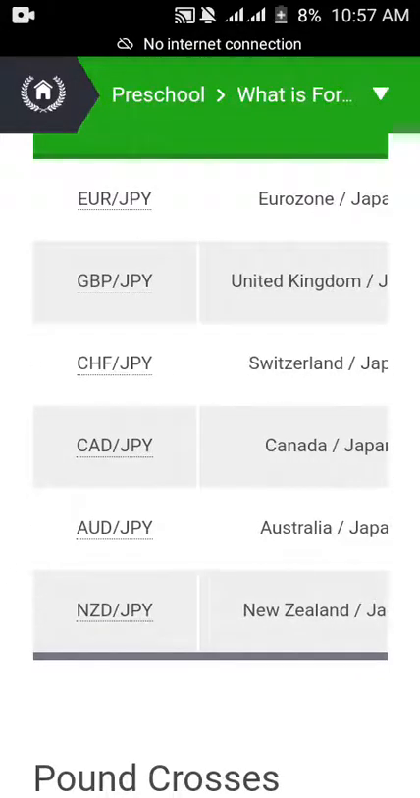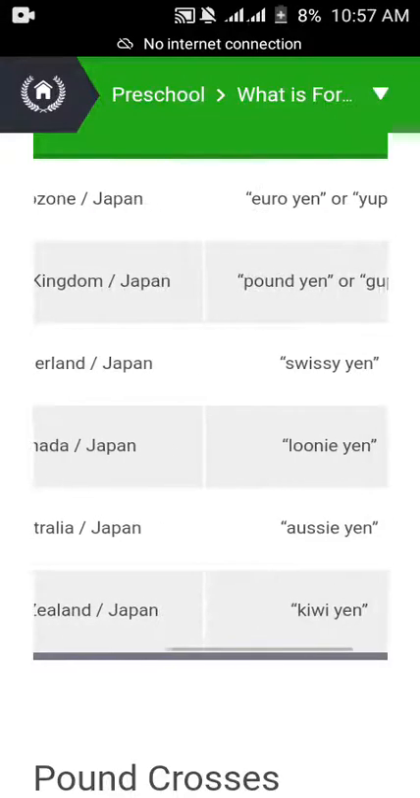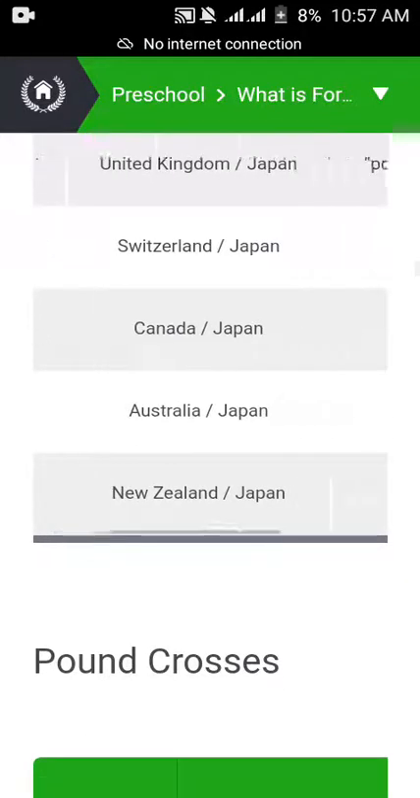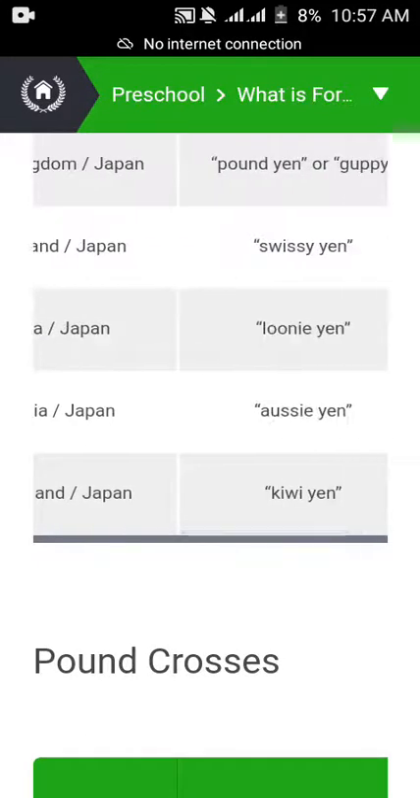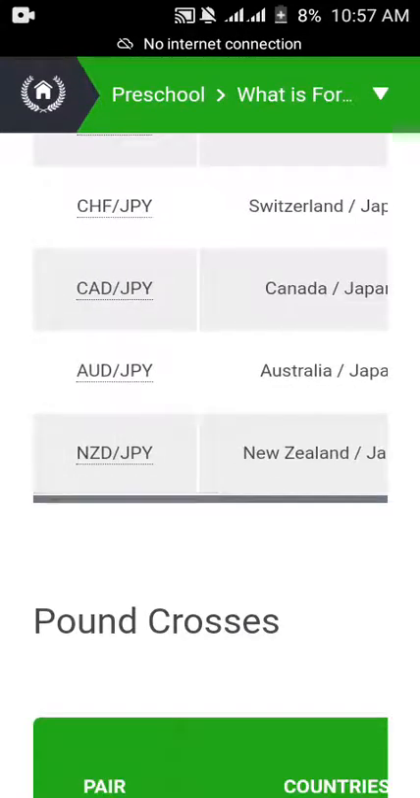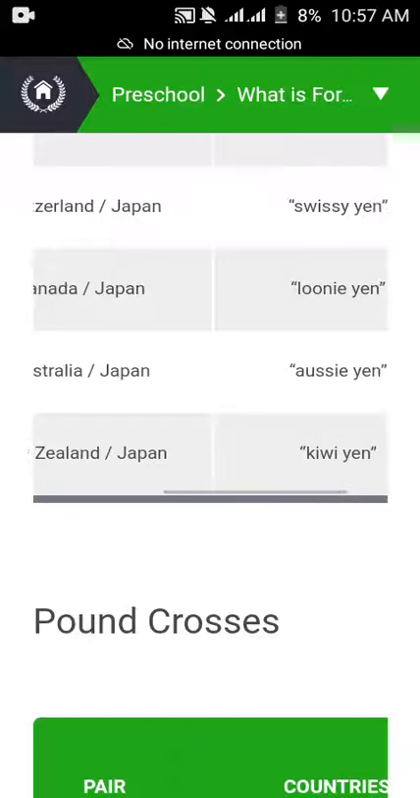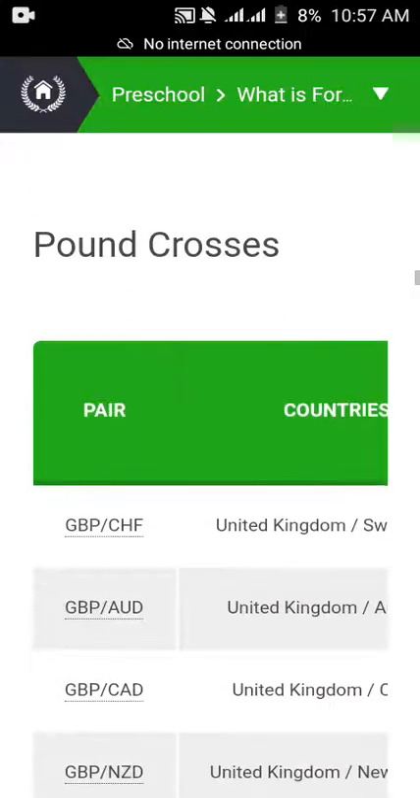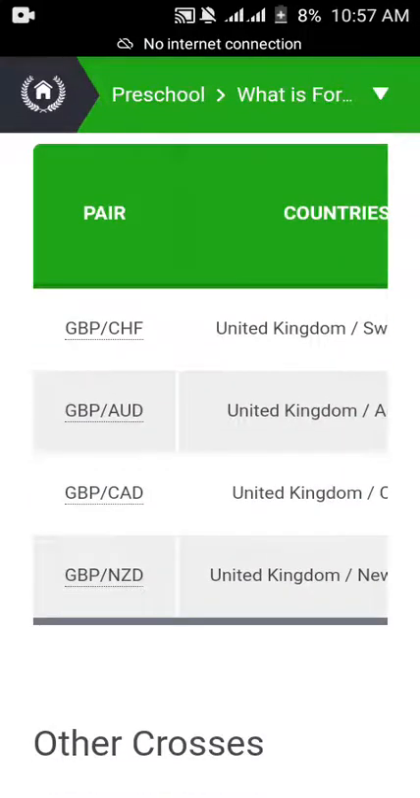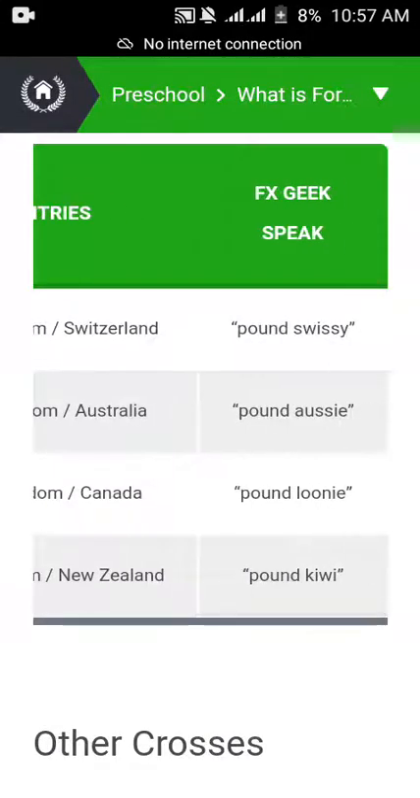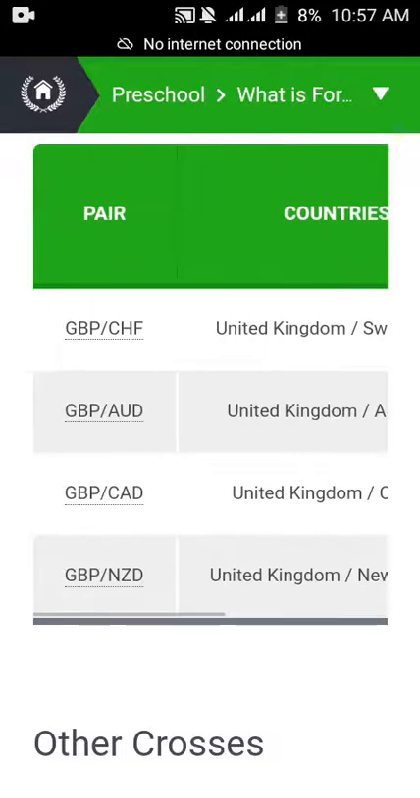Then Canadian and Japanese, we have Canada and Japan, we have Loonie and yen. Then Australian and Japan, we have Australia and Japan as the countries, and the geek speak is Aussie and yen. Then the New Zealand dollar and Japanese yen, the countries are New Zealand and Japan. Then the geek speak is Kiwi and yen.